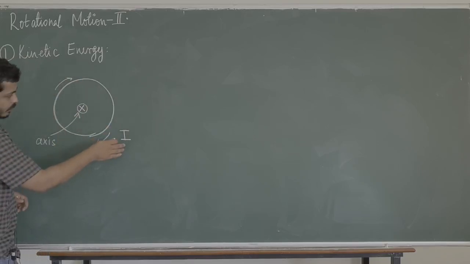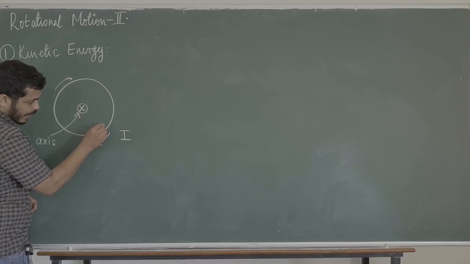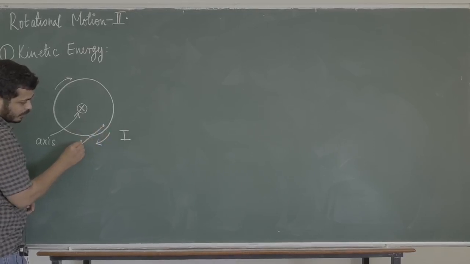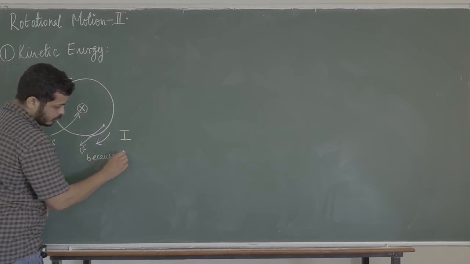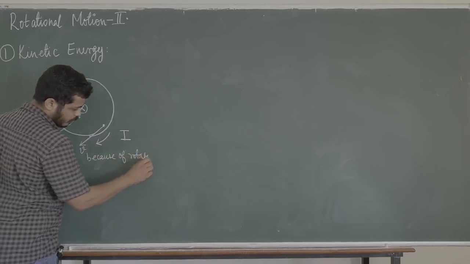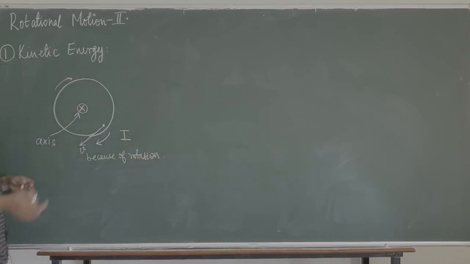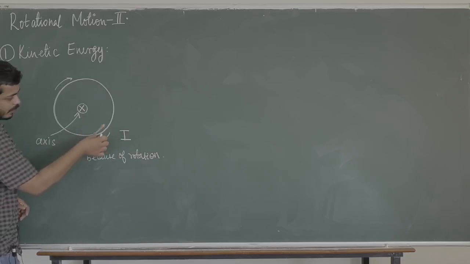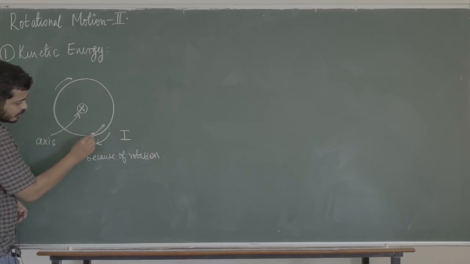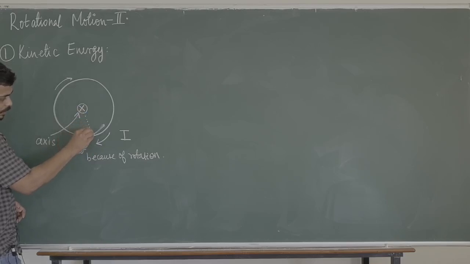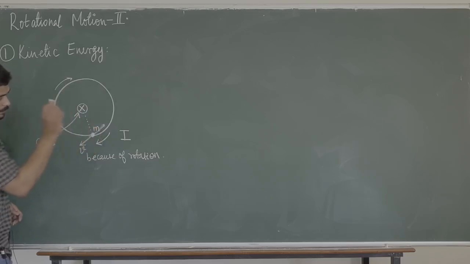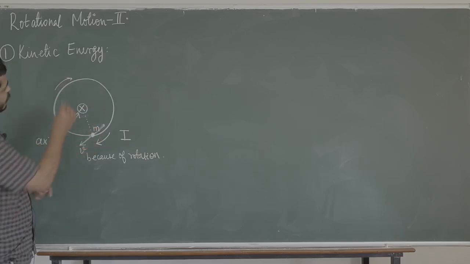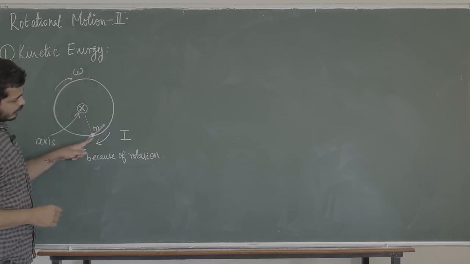Now, because of this kind of rotation, every particle in this object has some velocity because of rotation. To discuss this in a way that you can easily understand, let us assume that this thing is not a disk, but just a single particle. There is only a single particle, and it is rotating. Let us say the mass of the particle is m. If the angular velocity is omega, what is the velocity of this particle?